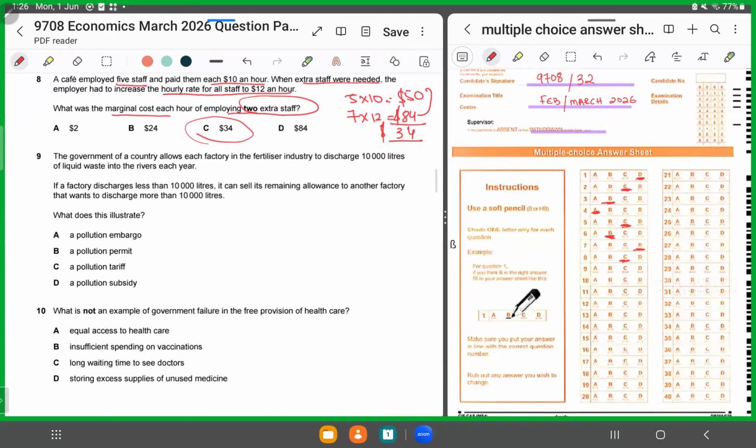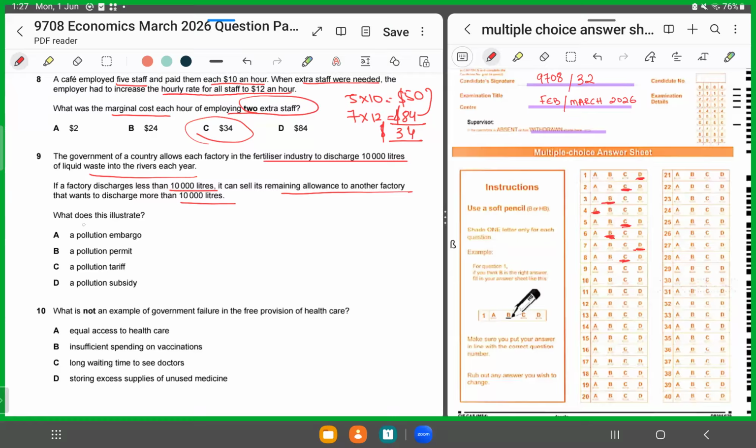Moving forward, the government of a country allows each factory in the fertilizer industry to discharge 10,000 liters of liquid waste into rivers. So now the government is allowing the firms to dispose of 10,000 liters as waste into a river. If a factory discharges less than 10,000 liters, it can sell its allowance to another factory that wants to discharge more than 10,000 liters. So if you have less waste this month, you can give your permit to another factory that has more waste to dispose of.